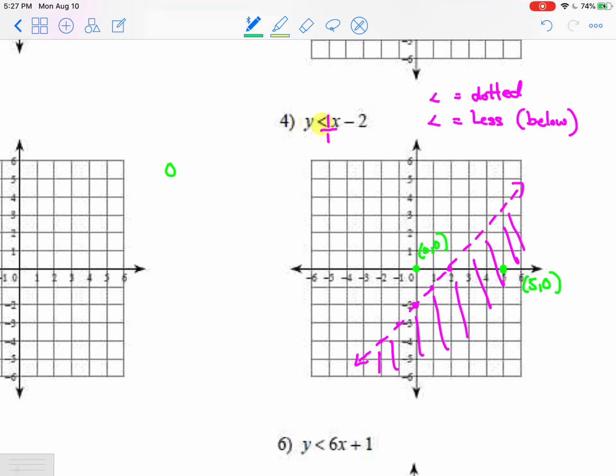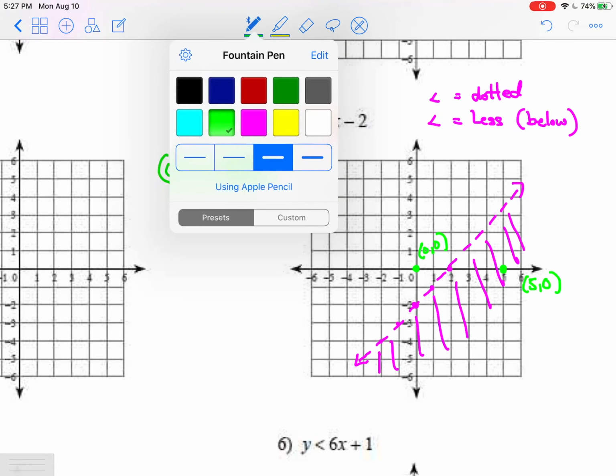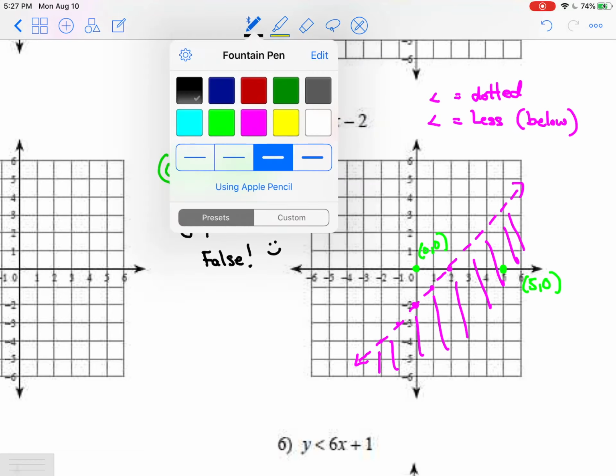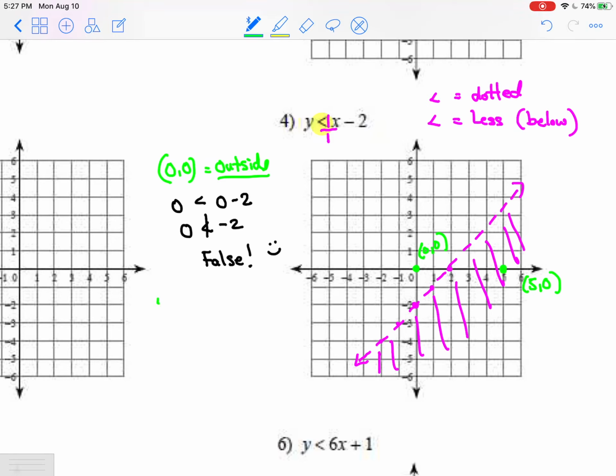Okay, let's try both of those. First of all, 0, 0. We have to remember that this is outside, so what do we expect here? We expect it to be false. We're hoping that it's false because we don't have it in our shaded region. So we stick in a 0 for our y and a 0 for our x, and it says that 0 is less than -2. False. It is not less than -2, but we're happy about that because that's what we expected. So we're super happy that that didn't work.